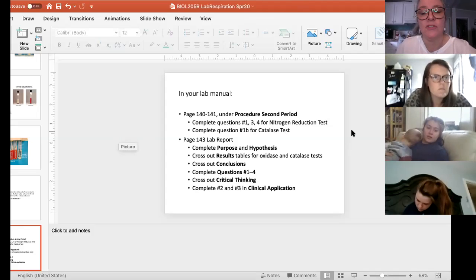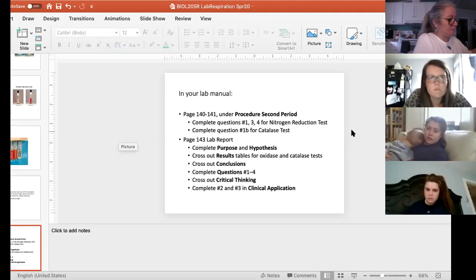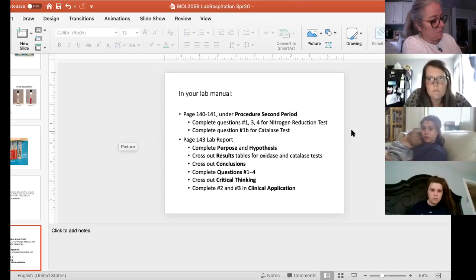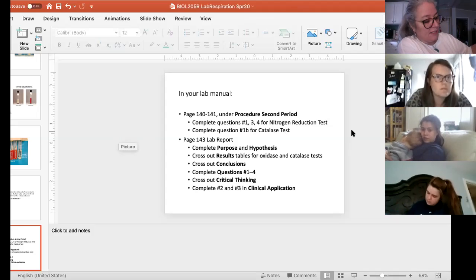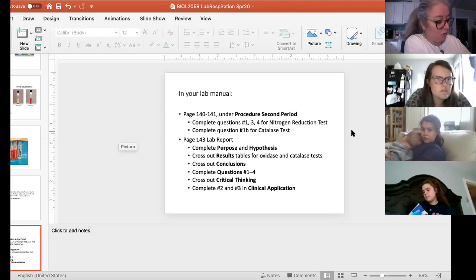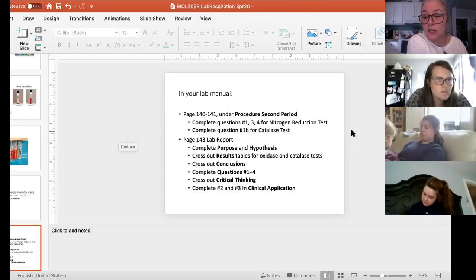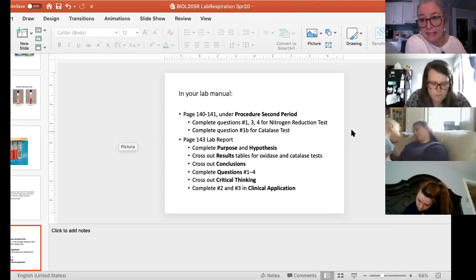Let's see, there's one question about the lab manual. Yeah, you're crossing out the results tables for the nitrate reduction test as well. So it's for all three tests. You're going to cross out the results tables. Nitrate reduction, oxidase, and catalase on the next page.